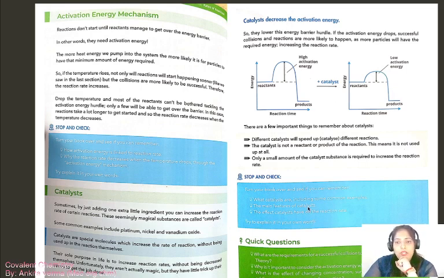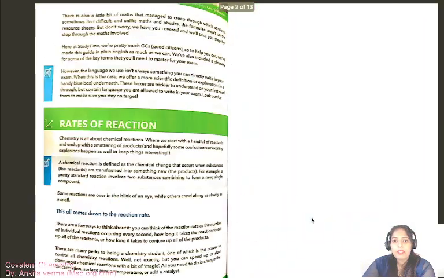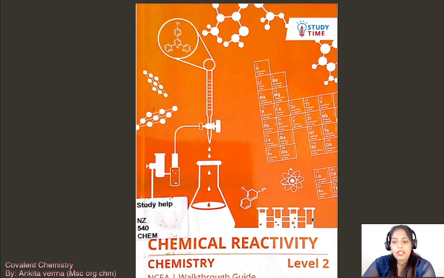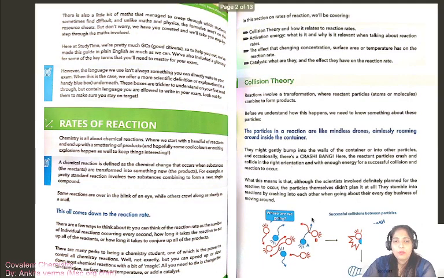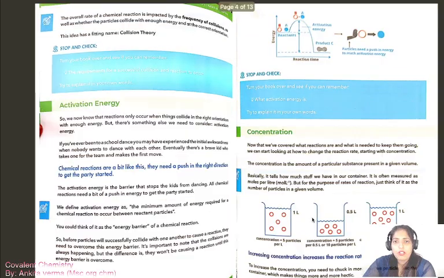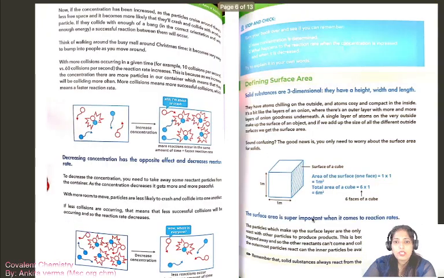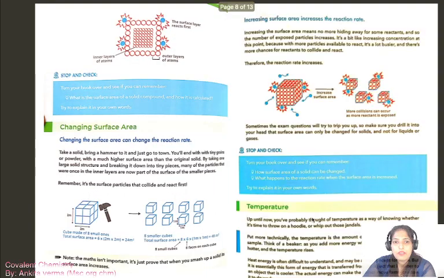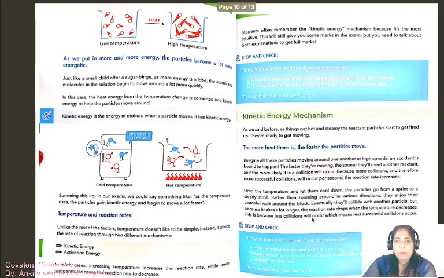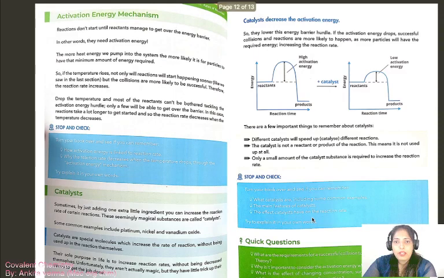So all these questions are stop and check. So this is the example of the chemical reactivity, chemistry, NCEA walkthrough guide. So you must know about the rate of the reaction, collision theory, activation energy, concentration, surface area, temperature and kinetic energy mechanism. All these things are there.